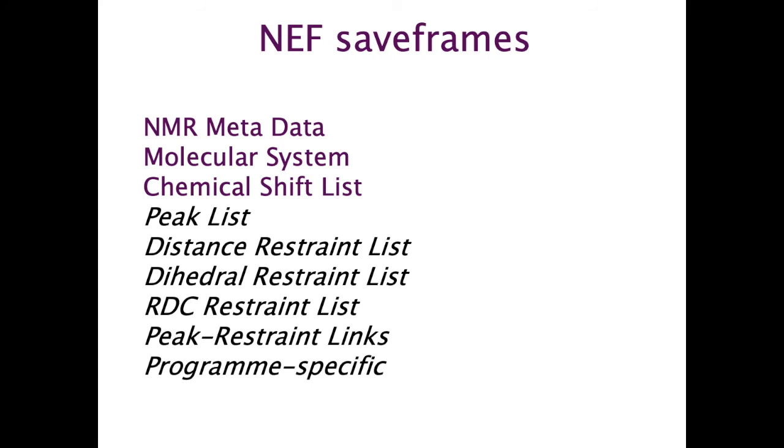NEF files have a number of different save frames specified. Only these top 3 are mandatory, so there's a little bit of metadata you need to provide, molecular system, so that's essentially your sequence, and then chemical shift list.